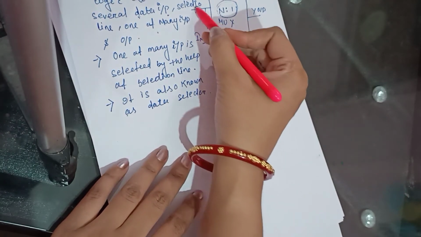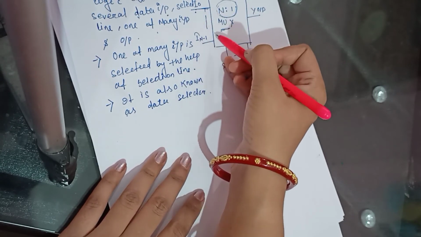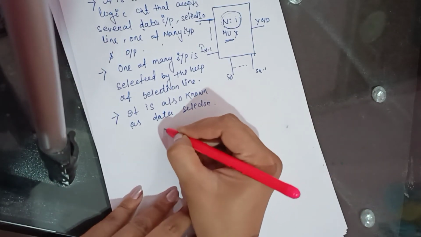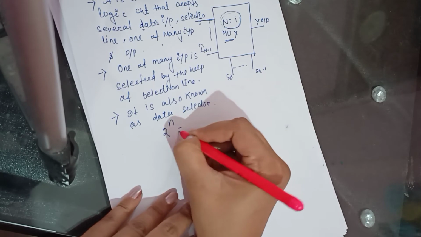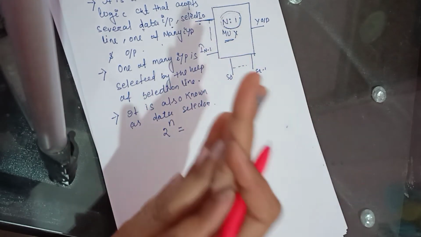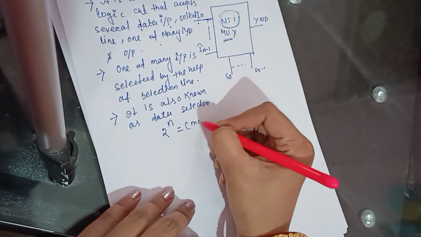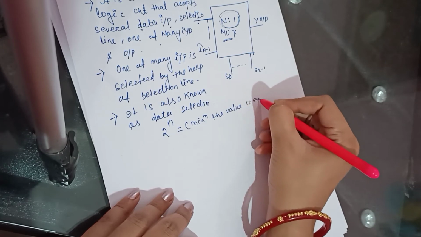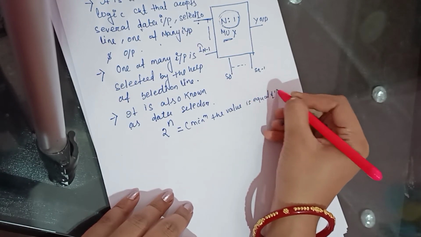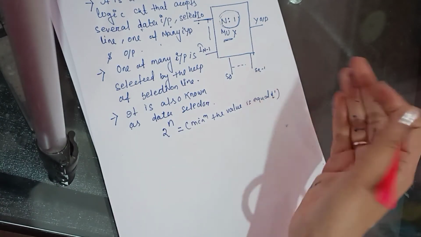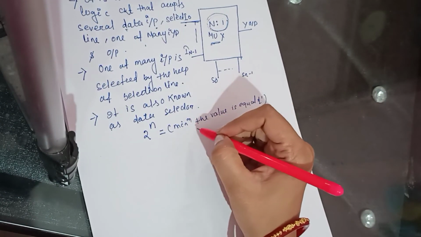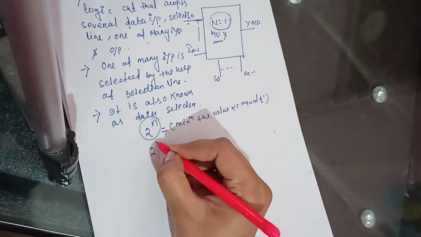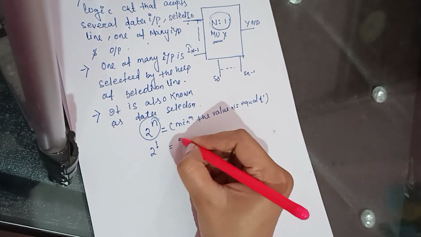So how can we calculate the input lines? Always remember there is a formula: 2 to the power n. In a multiplexer, the minimum value of n is equal to 1. It cannot be less than 1. The minimum value of n is equal to 1. So 2 to the power 1 gives 2 inputs.